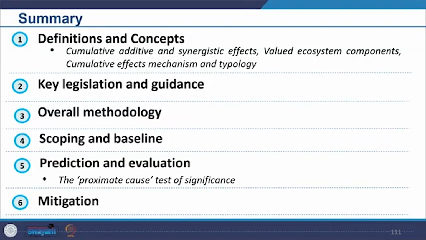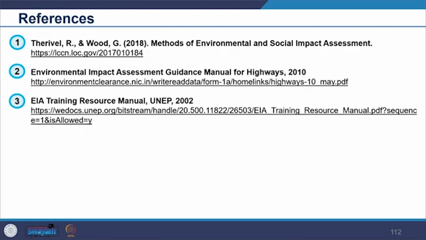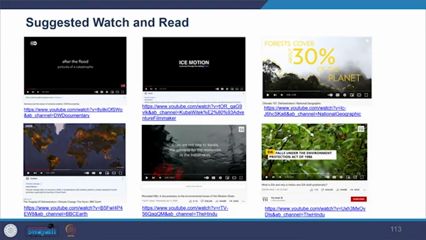So we'll wind up here. Summarizing what we studied today, we looked at definitions and concepts related to cumulative impact. Then we looked at key legislation and the context scenario about cumulative impact, and then we looked at the overall methodology. We looked at the key aspects you need to take care of in scoping and baseline, then how you undertake prediction and evaluation, and then what you really do in the mitigation measures. These mitigations are really different from the other mitigations you undertake. This was the key reference in this particular session, and these are the suggested watch and read.